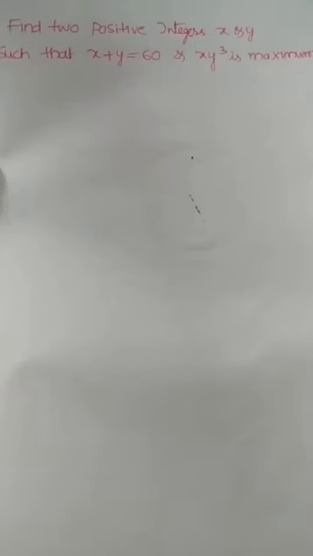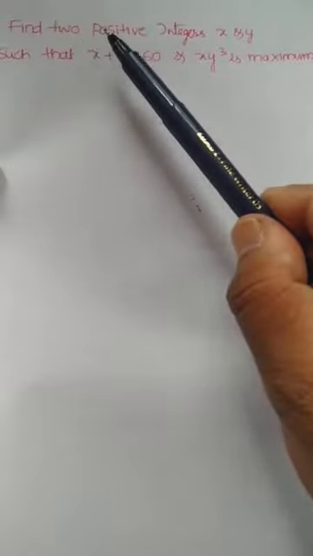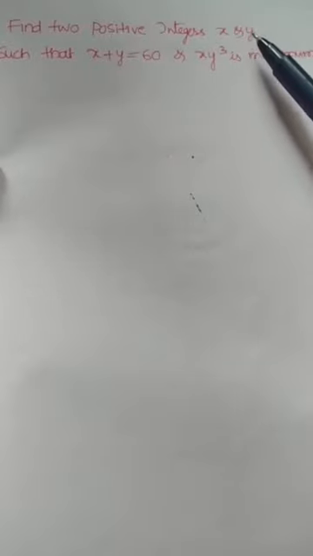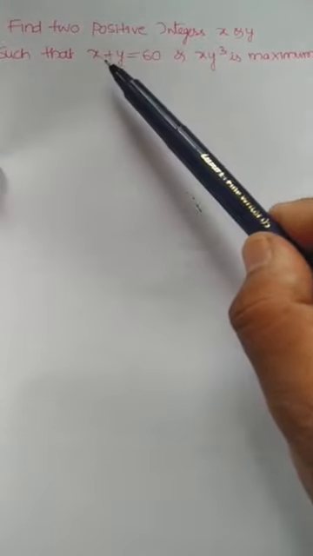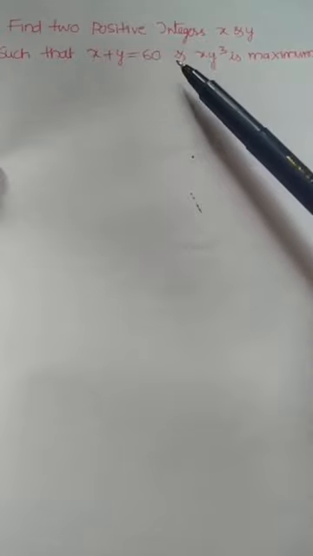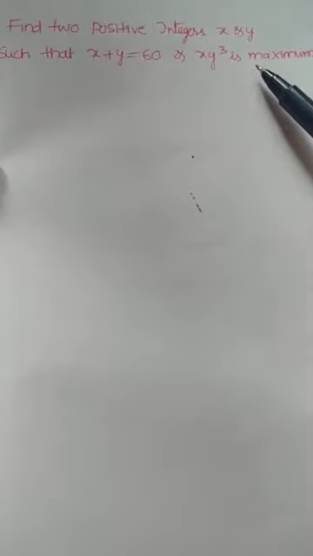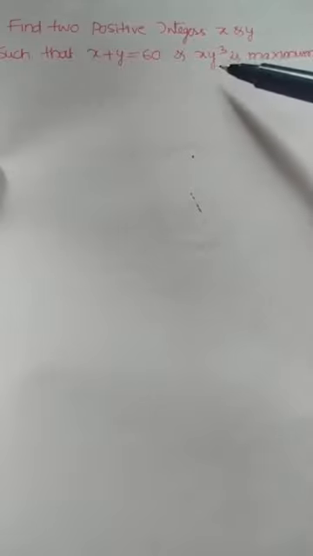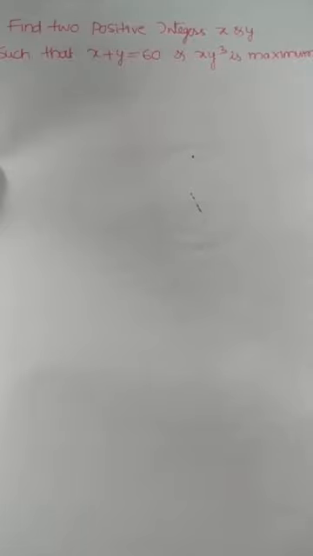Next problem. We had solved this type of problem in our earlier class. So now observe this problem. Find two positive integers x and y such that x plus y is equal to 60 and xy cube is maximum, he had given. In the previous problem he had not mentioned any function values, we had found it, but here he directly mentioned the function value. So now we are going for the solution of this problem.